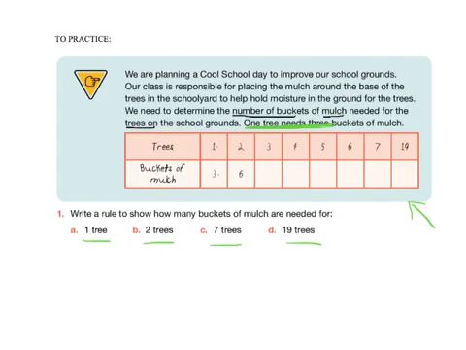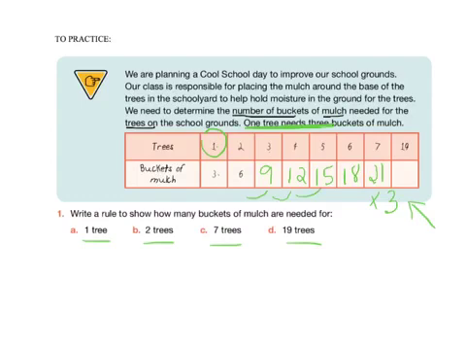For 2 trees, 2 groups of 3, we would need 6 buckets. For 3 trees, 3 groups of 3, we would need 9 buckets. And as you might already have noticed, we are multiplying by 3 each time. Starting at 1, multiplying by 3 each time. So 4 times 3, 12. 5 times 3, 15. 6 times 3, 18. 7 times 3, 21. And we can see that we're jumping up by 3 each time here.